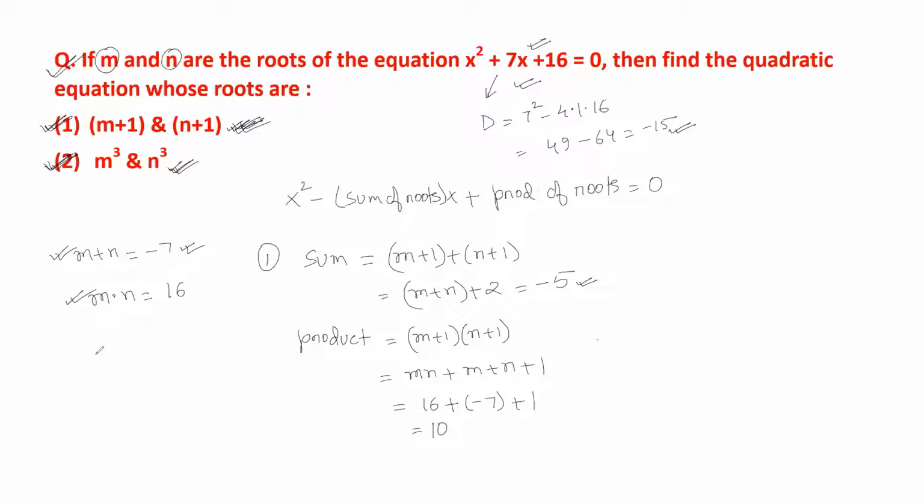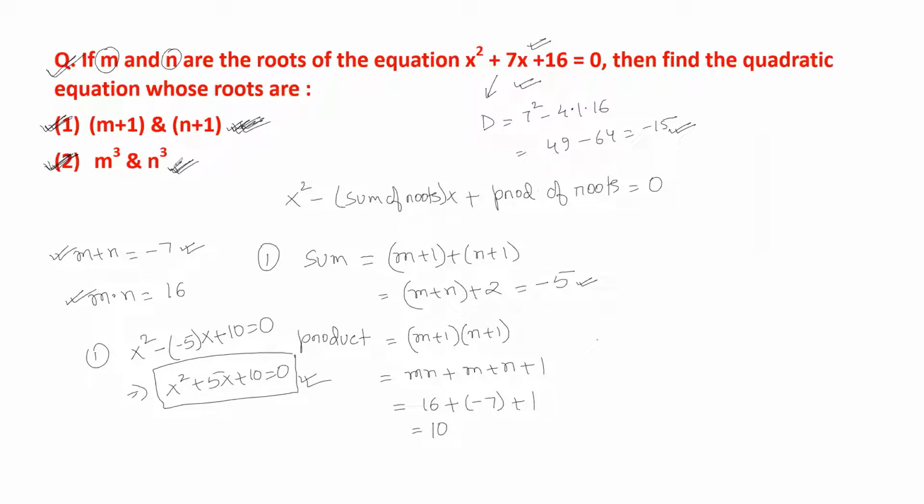So, for the first one, the quadratic equation would be simply x square minus sum of the roots, so that would be minus 5x, plus product of the roots, that is 10, equals 0. So, this would be x square plus 5x plus 10 equals 0.